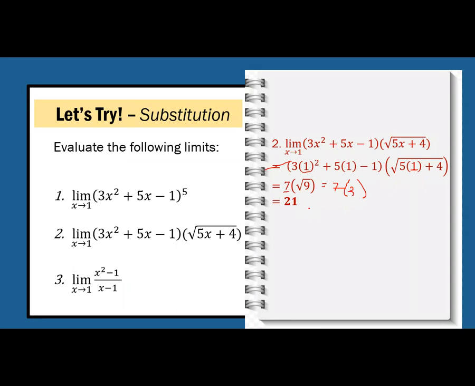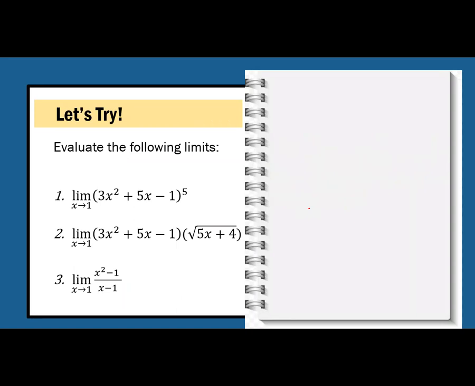Very good. Next, for number 3, we are asked to get the limit of x squared minus 1 over x minus 1 as x approaches 1. And obviously, if we do the direct substitution, we arrive with an indeterminate answer. Meaning to say there are other processes for us to get the limit for this function.